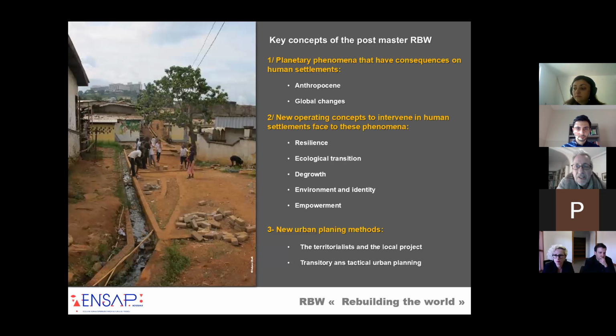So the key concepts of the postmaster Rebuilding the World are, first of all, the recognition of planetary phenomena that have consequences on human settlements, like the Anthropocene and global changes. The second group of concepts are the new operating concepts to intervene in human settlements faced with these phenomena, such as resilience, ecological transition, environment and identity, and empowerment. And then new urban planning methods that are used in local urban planning, such as territorialism and the idea of local projects, and transitory and tactical urban planning. That's also a new concept used in order to treat urban problems.